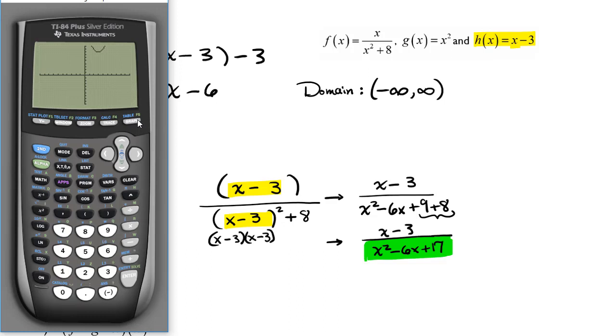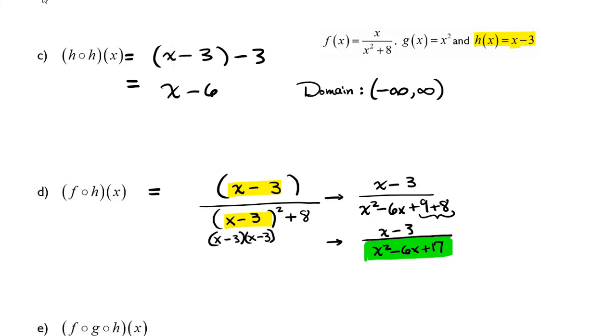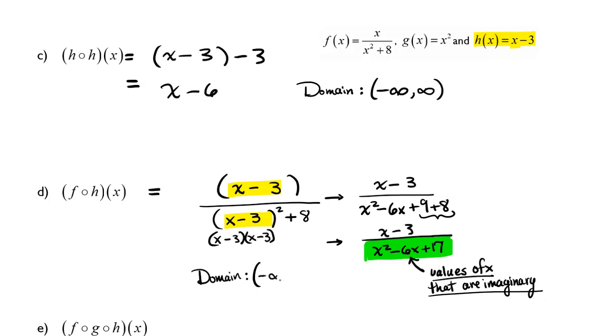The only way we could get numbers that would be undefined in the denominator would be by finding values of x that are imaginary. These are the only values that would restrict the domain. So we can again say the domain is all real numbers from negative infinity to infinity. And then, just to be sure, you could also say withholding any complex numbers.